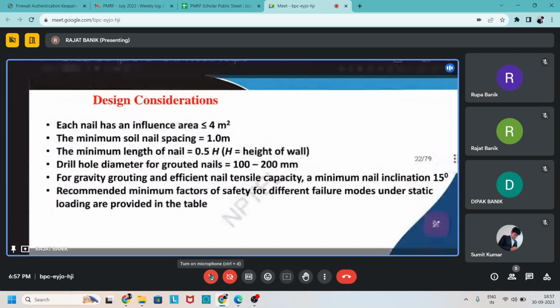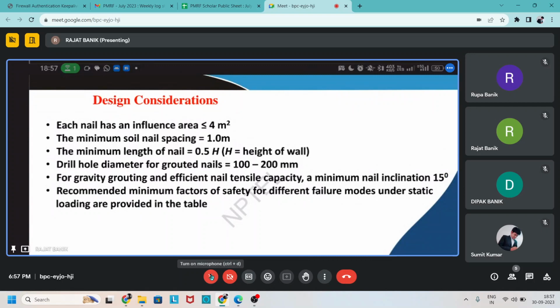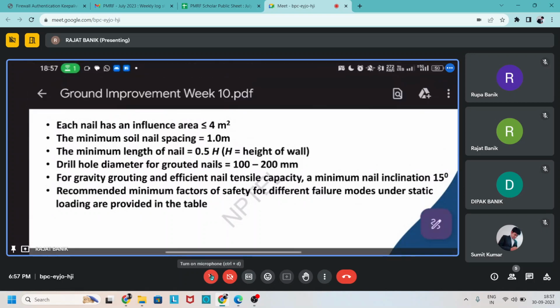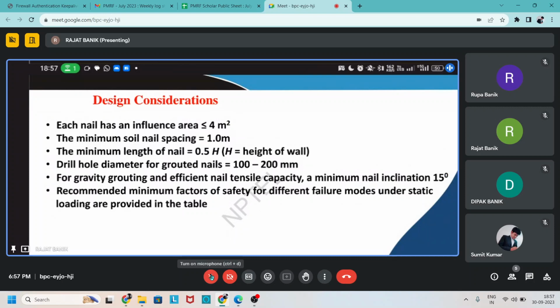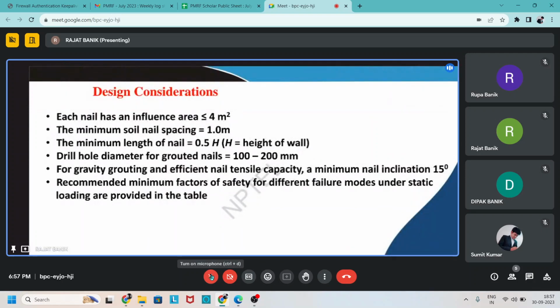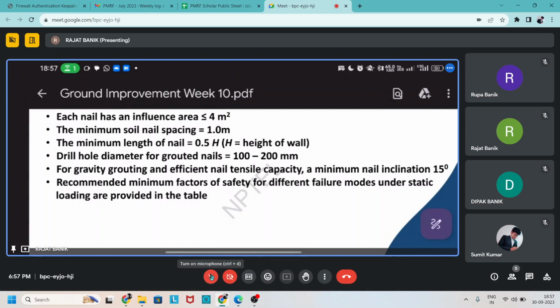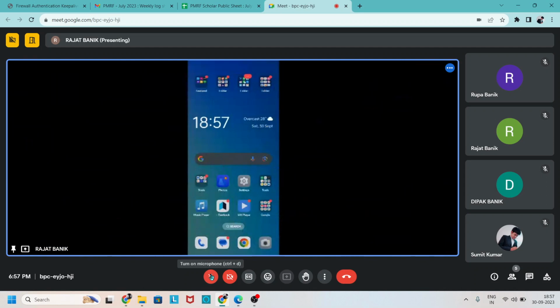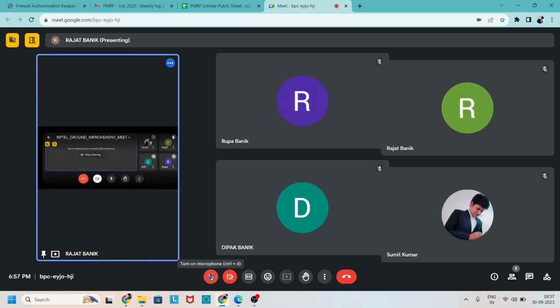Now we discuss the different design considerations. So before discussing this, I think we can give a 5 minute break here. After that, we can join again. So please wait, don't leave. I will join after 5 minutes. Sorry for that. I'll join again.